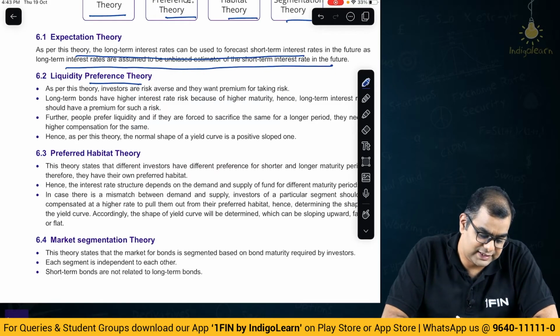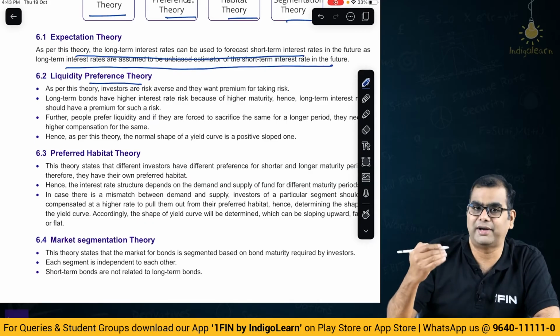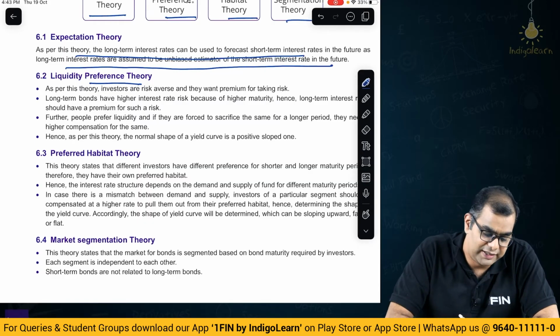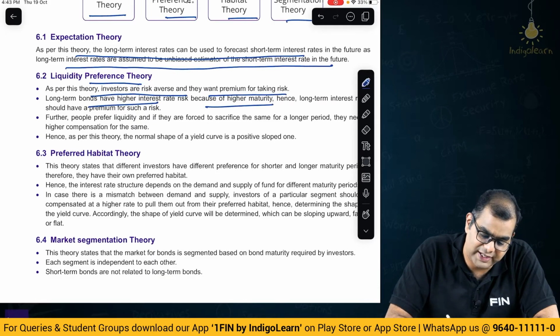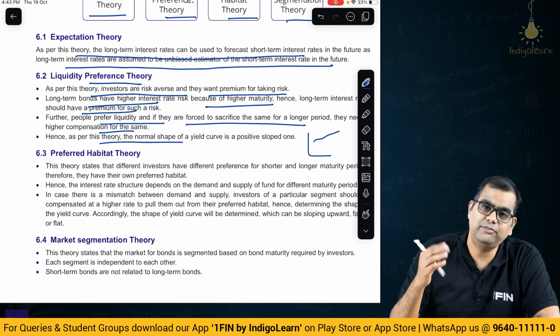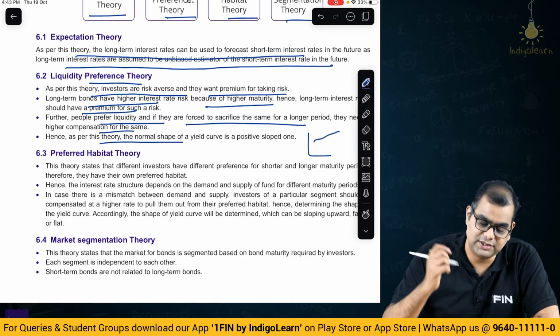Liquidity preference theory: in this theory, long-term rates are unbiased, and short-term rates have to be arrived at using long-term rates. As per this theory, investors are risk averse, hence they want a premium for taking risk. Long-term bonds have higher rates because of higher maturity, and they should have a premium. Further, people prefer liquidity, and if they are forced to sacrifice it for a longer period, they need higher compensation. Hence, as per this theory, the normal shape of the yield curve is positively sloped, that is, an upward slope. If you are going long term, you are taking more risk and hence want a higher interest rate.